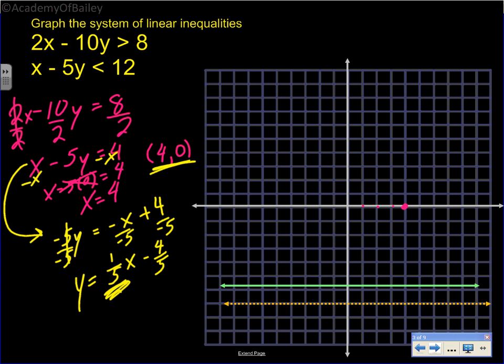The slope is 1/5. So if I have a point that's on the line, I can use that slope from that point and graph the line. And I do have a point right here, the (4, 0). So let's go a slope of 1/5 from there, which means we go up 1 and to the right 5. 1, 2, 3, 4, 5. I could have also gone down 1 and to the left 5 and plotted the point.